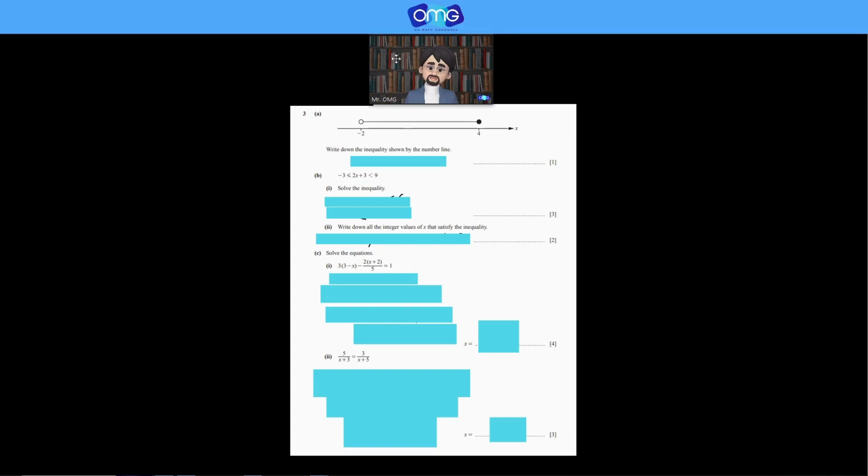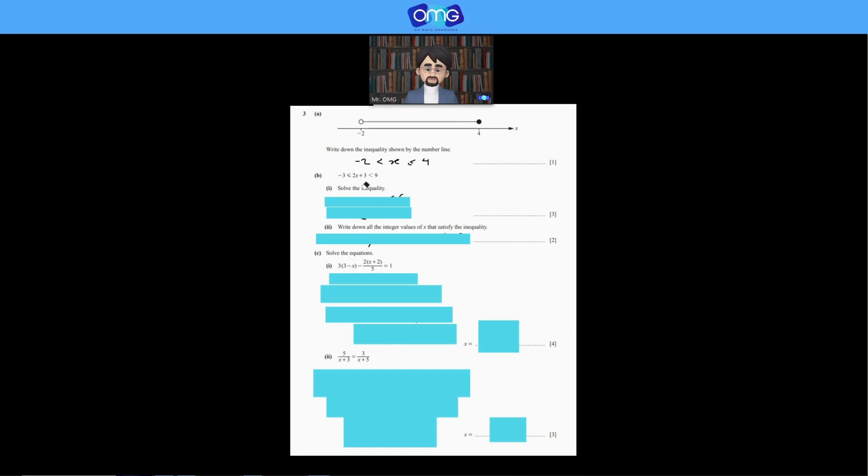Write out the inequality shown by the number line here. From here, it's between minus 2 and 4. Since this is empty and this is filled, we can write minus 2 less than x less than or equal to 4. Okay.